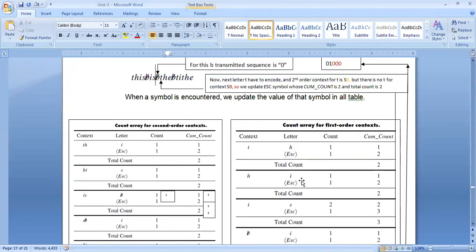Now again, we see the next symbol, that is T. Now, the next letter T has to be encoded.